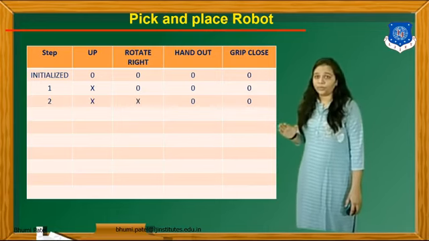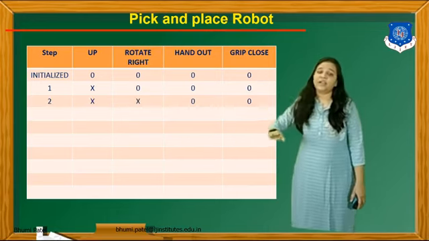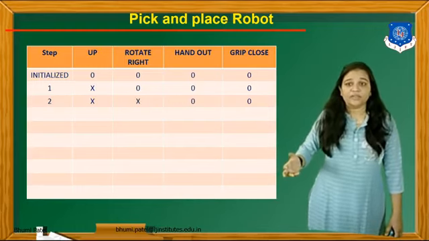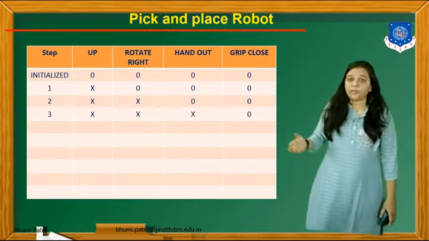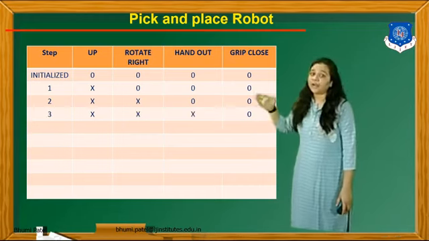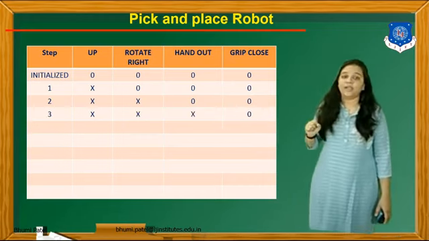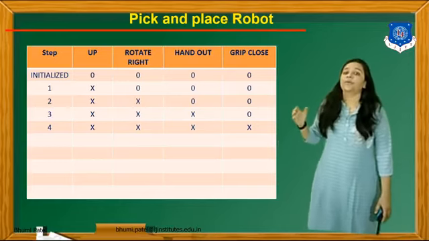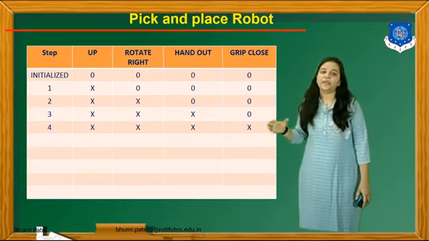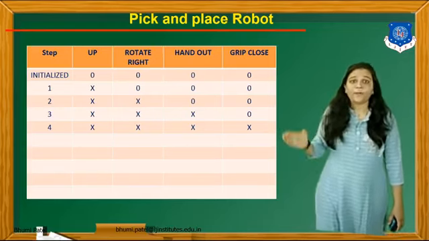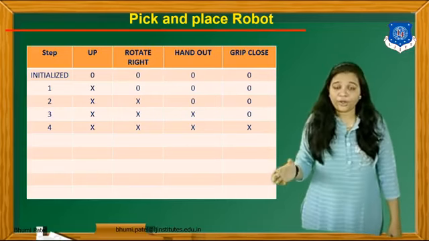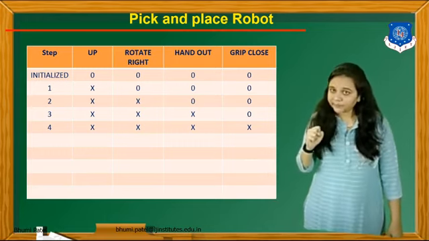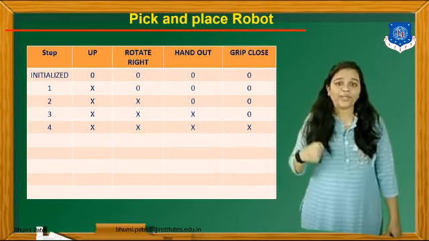Now in step number 2, it will be up and rotated to the right position. In step number 3, up stays as it is, rotate right stays as it is, and now my hand will be in the out position. The fourth step will be up, rotate right, hand out and gripper close. So up to step number 4, my robot will have picked the thing.